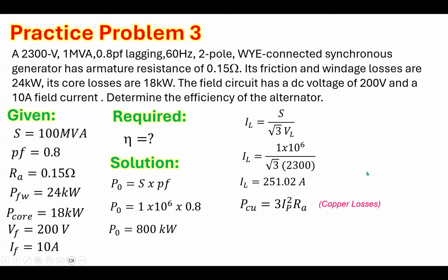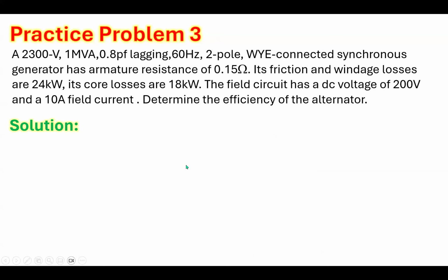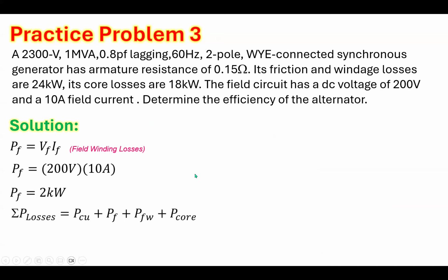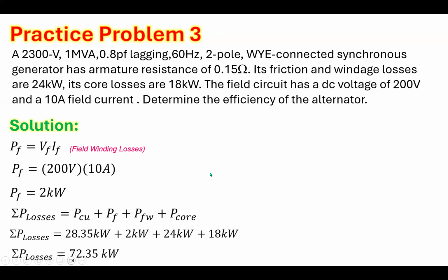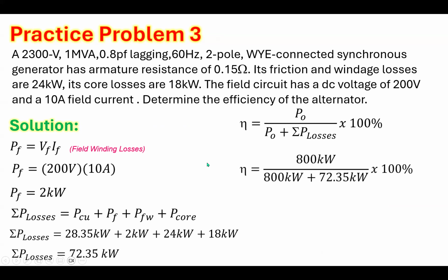And we will also solve for the copper losses. This will give us 28.35 kilowatts. And for the field winding losses, substitute the value of 200 volts and 10 amperes, then this will give us 2 kilowatts. Then we will get the summation of all power losses, and we will get 72.35 kilowatts. Then using our equation for the efficiency, substitute all the given and computed values, then this will give us 91.71% efficiency.